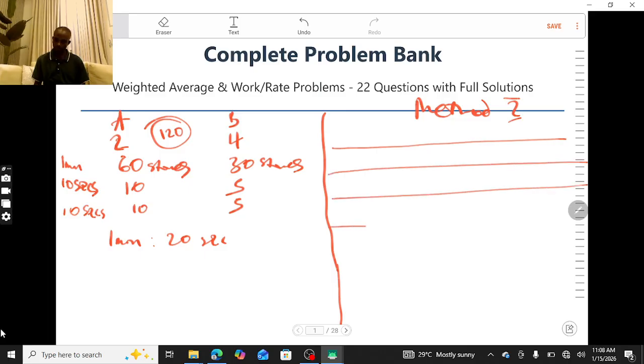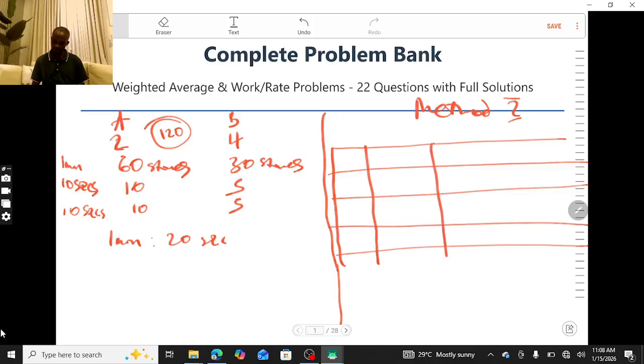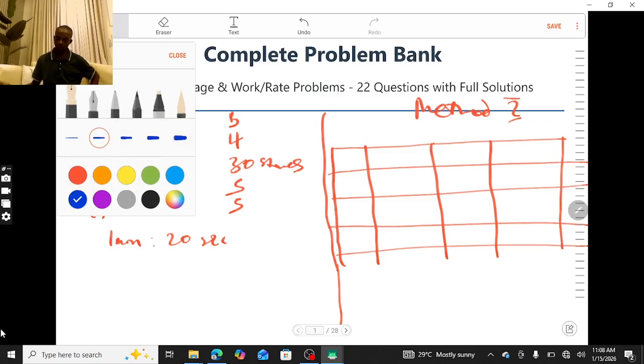A and B, 2, 4. 60 stone, 30 stone, 1 minute. All right, let's proceed. Okay, I understand. You use 120 because of the stones and the time. Yes, because of the time.